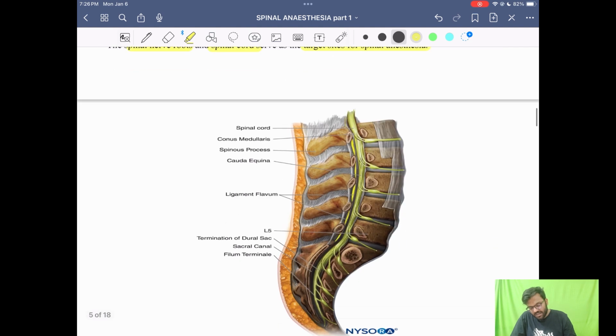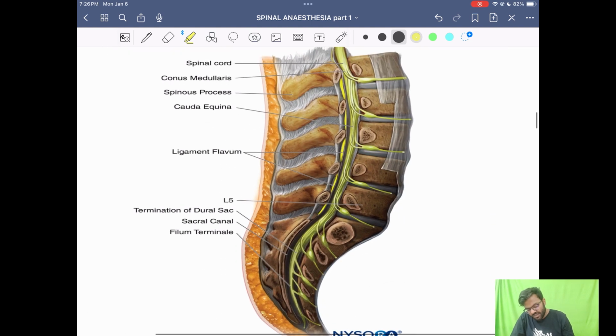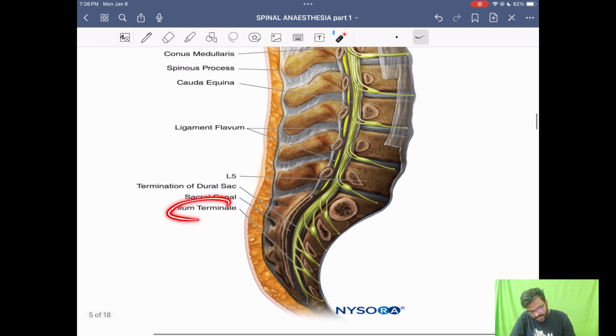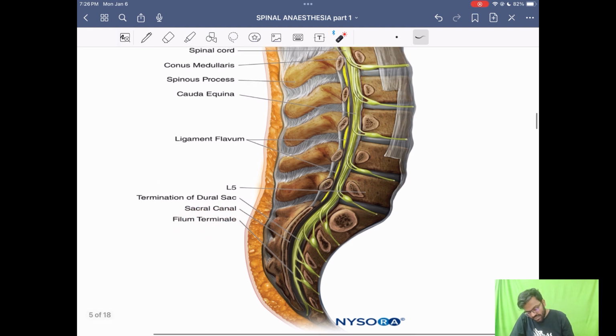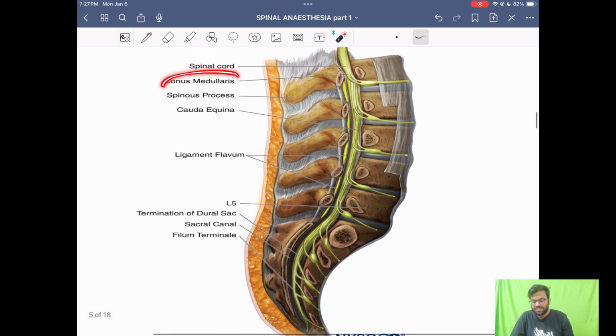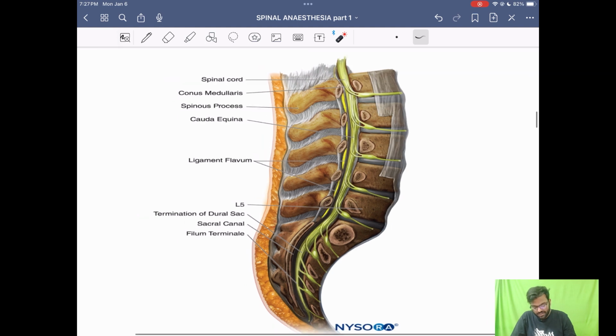In this diagram we are going to see the filum terminale, and we are also going to see the conus medullaris. The conus medullaris is the point at which the spinal cord ends in adults. These are the spinous processes, and there are various ligaments which we'll see later in the class.